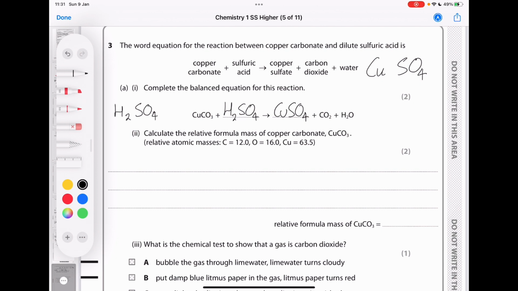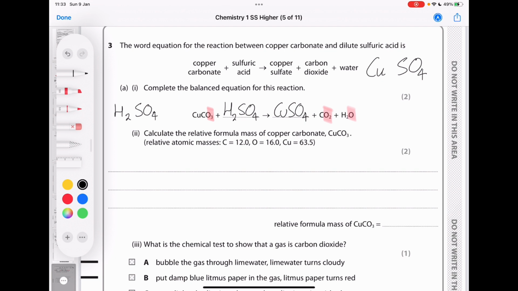Just double checking this is balanced. I've got 2 hydrogens on the left and 2 hydrogens on the right, so they are the same. I've got 1 SO4 group on the left and an SO4 on the right, so they are the same. I've got 1 copper on both sides, 1 carbon on both sides. I've got 3 oxygens on the left, but on the right side I've got 2 oxygens here and 1 here, so they balance.